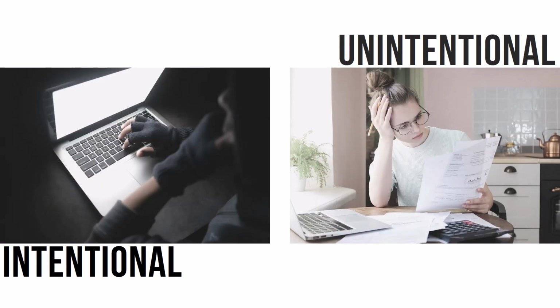There are really two main types. The first one is intentional. Intentional could be buying a paper from someone and turning it in, copying someone's work. So intentional is pretty easy to avoid. Unintentional is what we'll be looking at more in the video.